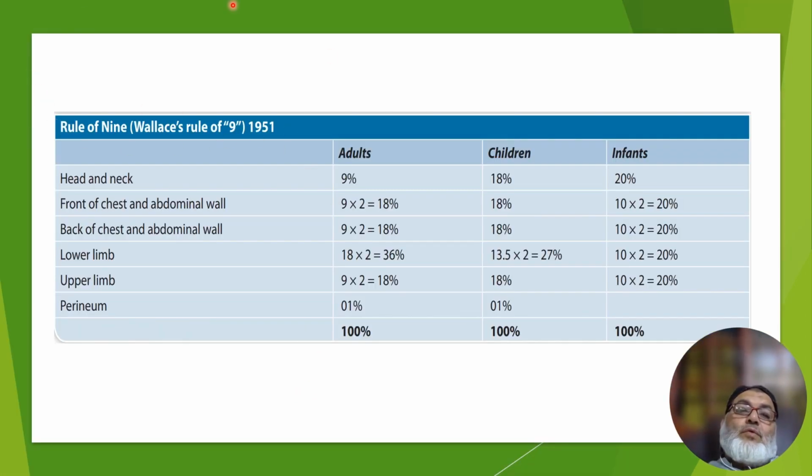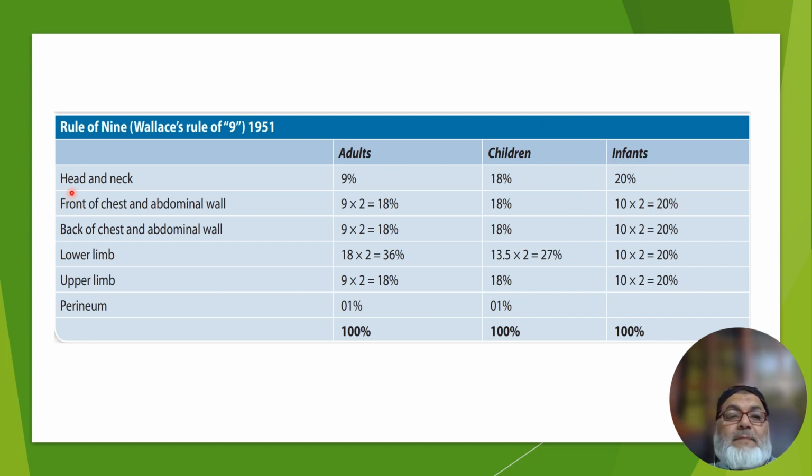So this is the rule of 9. What is the rule of 9? The rule of 9 starts with the head and neck. Here we will see it in adults, in children, and in infants. In the head and neck it is 9% in adults, 18% in children, while in infants we will include 20%.